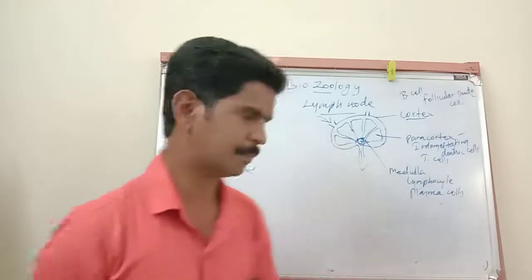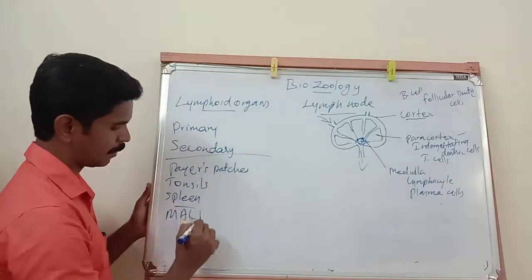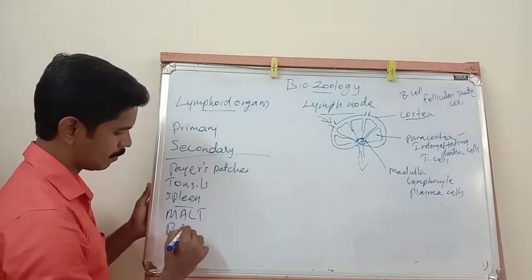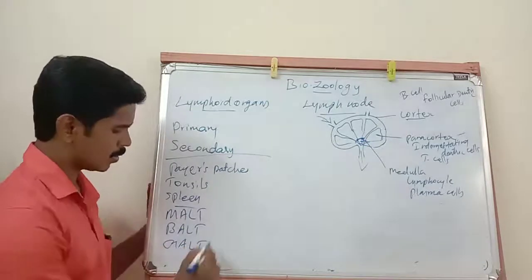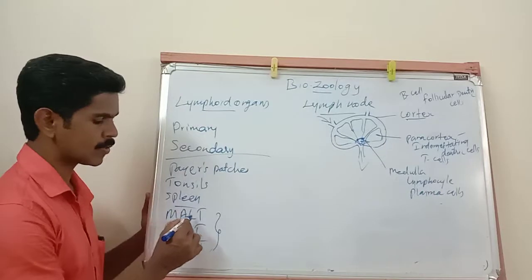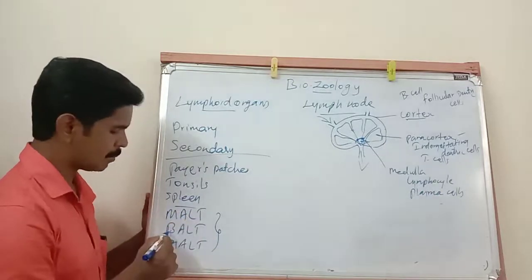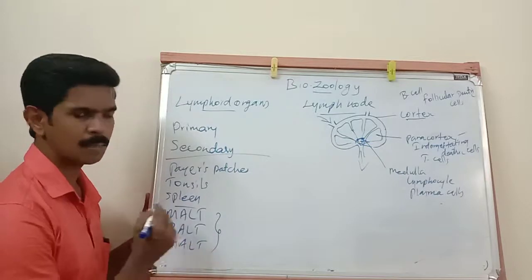Then next, some more tissues: MALT, BALT, GALT. These three are also lymphoid tissues. Here MALT means mucosa associated lymphoid tissue, BALT means bronchus associated lymphoid tissue, and GALT means gut associated lymphoid tissue.